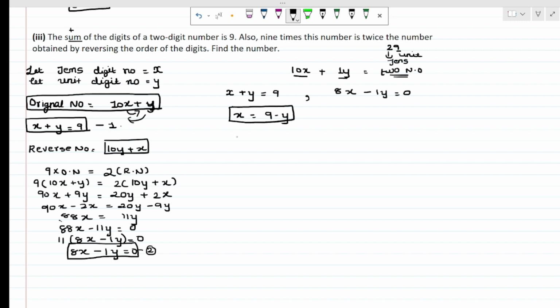What will you do now? Now, substituting the value of x in equation number 2. What is your equation number 2? 8x minus 1y equals 0. So wherever I see x, what will I substitute? I will substitute 9 minus y. So 8 times (9 minus y) minus 1y equals 0.